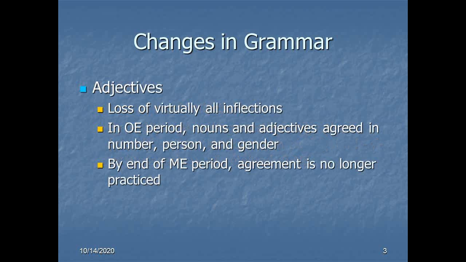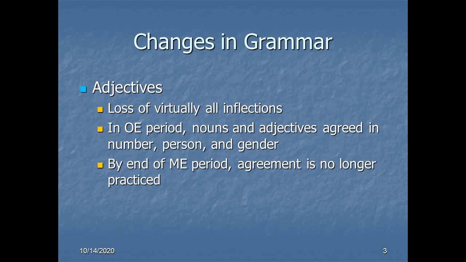The same process happens with adjectives, but of course only more so. Virtually all inflections here are lost. In Old English, nouns and adjectives agreed in number, person, and gender. But by the end of the Middle English period, this agreement is simply no longer practiced. Grammatical gender is simply no longer a factor in English whatsoever, and natural gender is retained only in the personal pronouns and in the possessive adjectives, his, hers, theirs, that kind of thing.